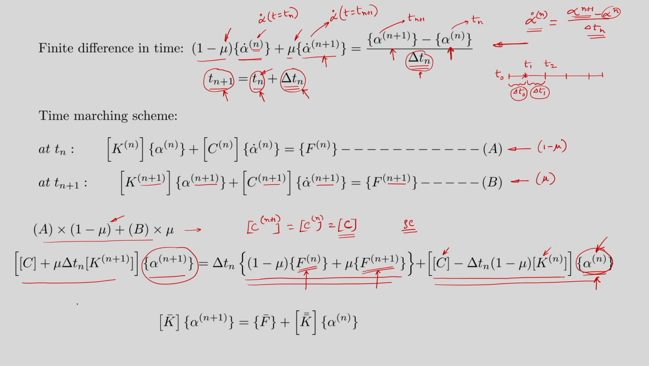So, in this modified discrete form, we are writing this matrix, C plus mu into delta Tn into K n plus 1, as K bar. And this matrix we are representing as K double bar. And this F, which contains both F at n and F at n plus 1, multiplied by delta Tn, we are representing as F bar. So, this is what we have written in short.